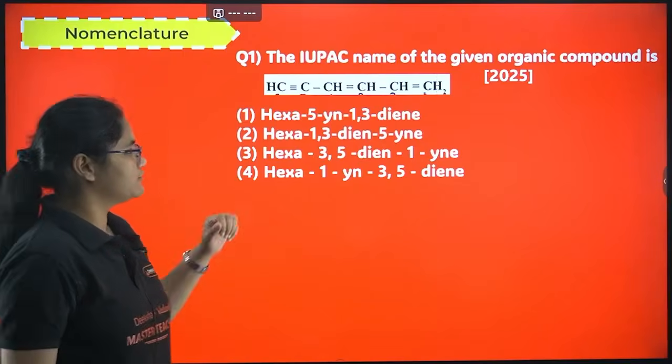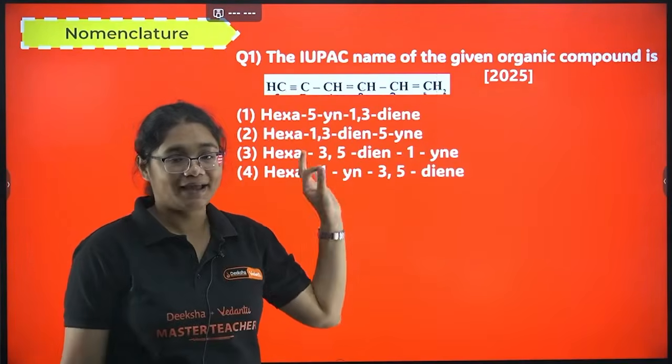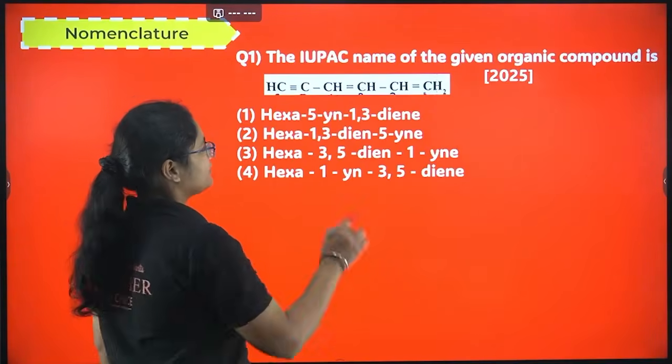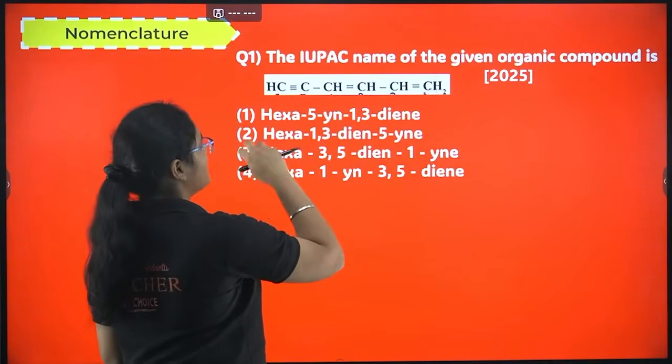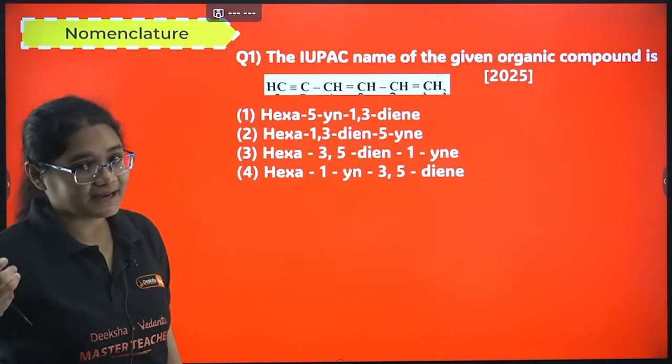So now let's do the first question of 2025. Now let me tell you, this question is directly picked up from NCERT. The IUPAC name of the given compound is... We know that there's a lot of confusion whether we have to give preference to double bond or triple bond, whether the name will end with -yne or -ene.